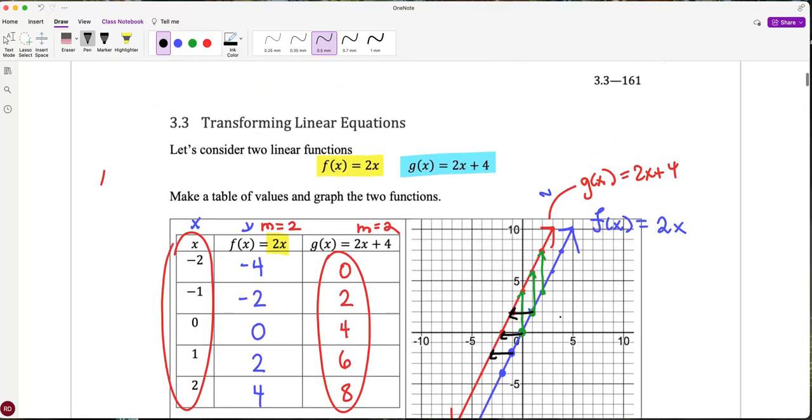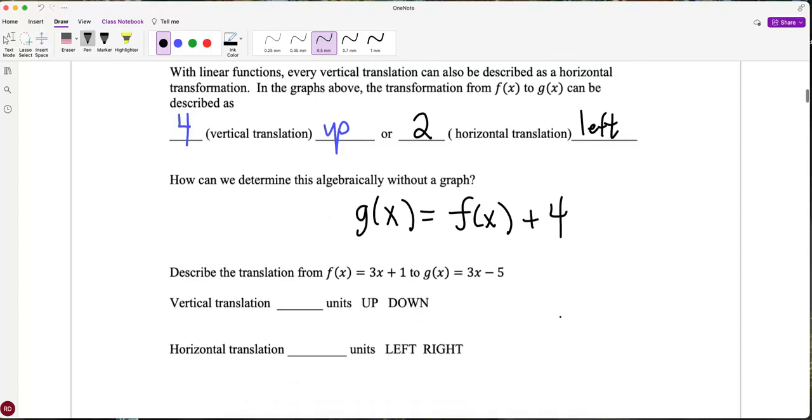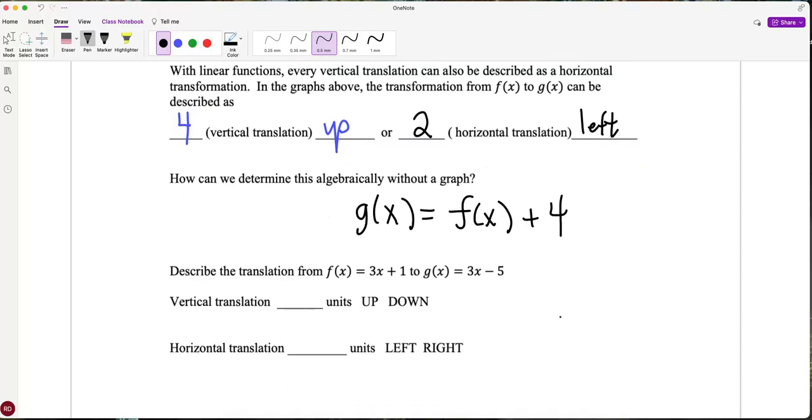Now, if you look at the algebra, what happened, I had 2x and 2x plus 4. So f of x was 2x, and g of x is 2x plus 4. So the only difference between these two functions is I added 4, okay? So you can clearly see if you added 4 to f of x, you get g of x, okay?